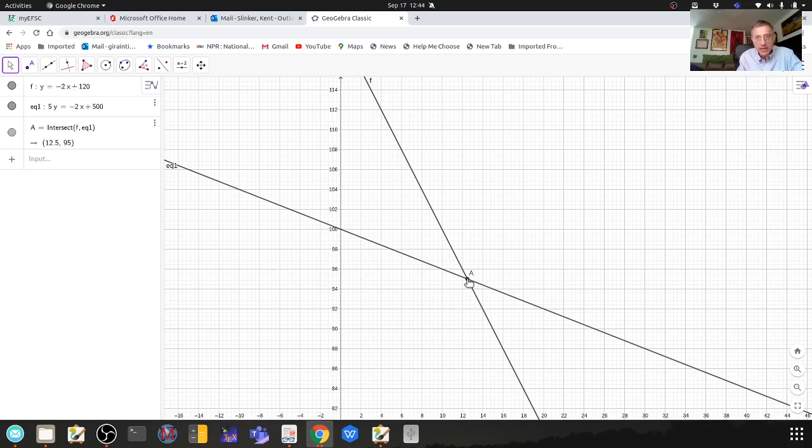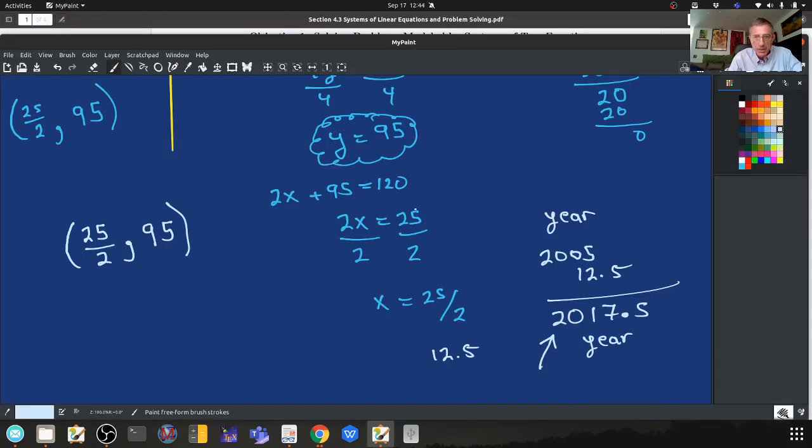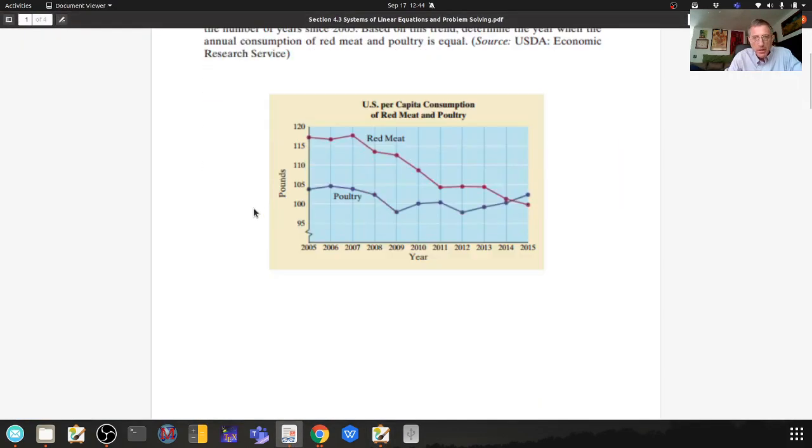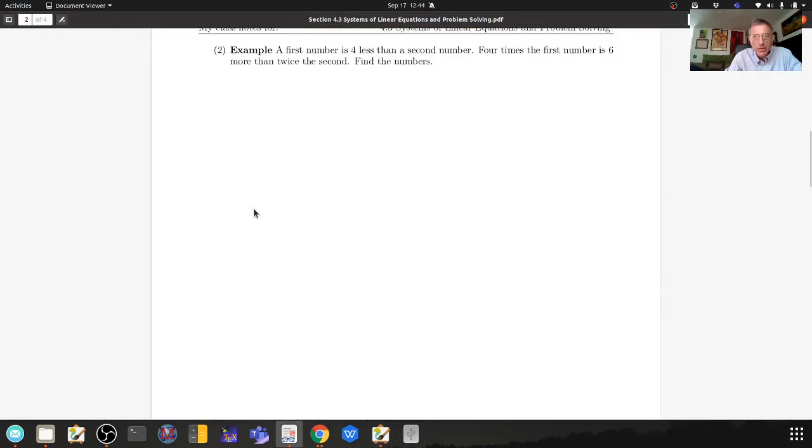And when I look at the intersection point, it gives me the answer, of course, in decimal, 12.5 comma 95. So that's a way of checking that the answer I got was correct. Okay, so let's move on. So our next one is another applied problem.